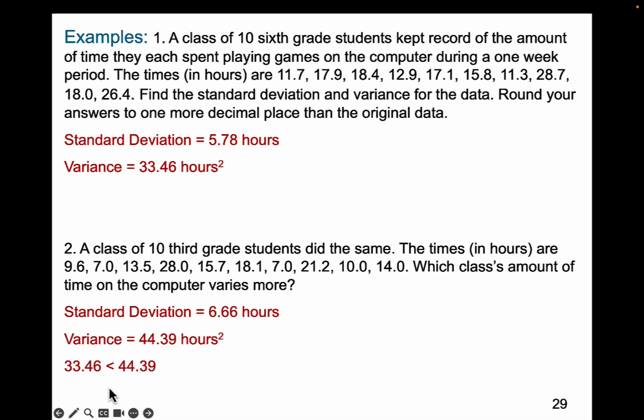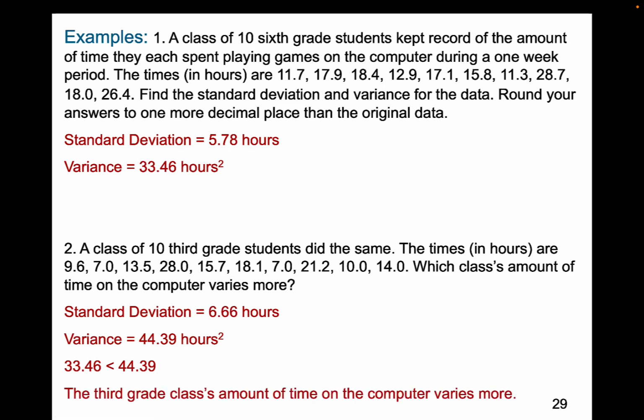less than, greater than. So for this particular example, it looks like our 6th graders, 33.46 variance, was less than our 3rd graders with a 44.39 variance. So the 3rd grade class's amount of time on the computer varies more.